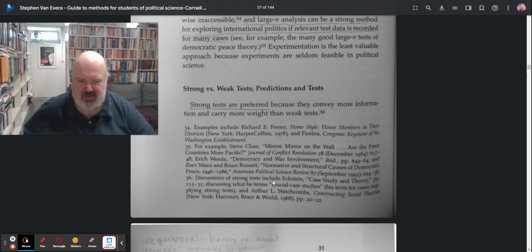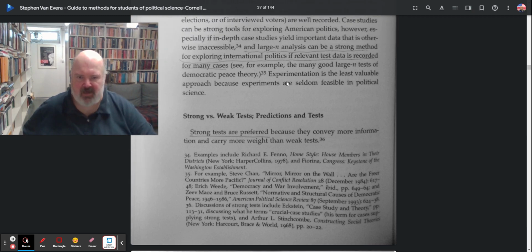A discussion of strong tests includes Eckstein's case study and theory, in the terms he called crucial case studies. Oh, that's 36. Sorry, I should have stopped here. They're talking about Maoz and Russett, the APSR piece of 1993. In other words, experiments are the least valuable approach because experiments are seldom feasible in political science. This is the great line: experiments are least valuable because they are seldom feasible in political science.